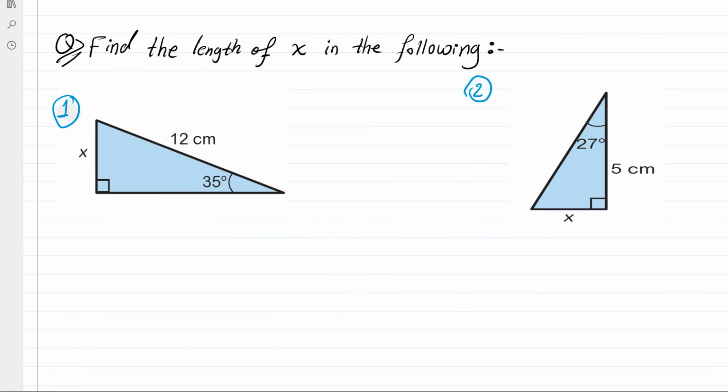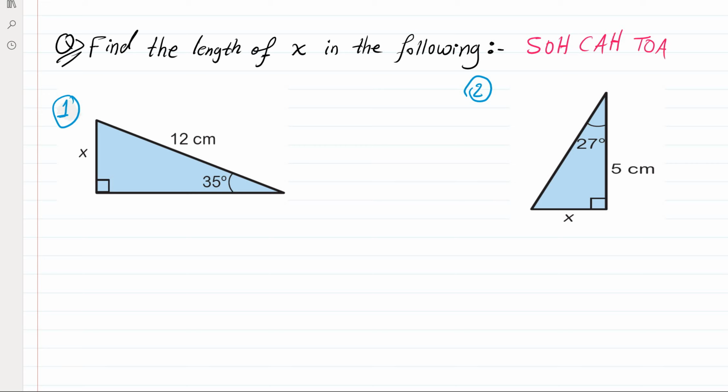Okay, dear students, let's work out these two questions. Find the length of x in the following. So in these two triangles in front of you right now, let's find out the length of x, or what's the missing side, as asked in the question. Students, remember what I told you right now? The magic word is SOHCAHTOA.